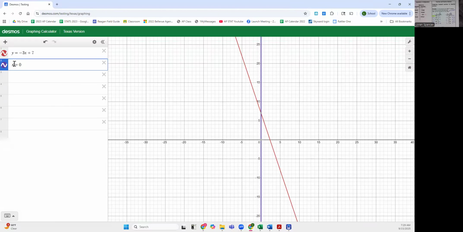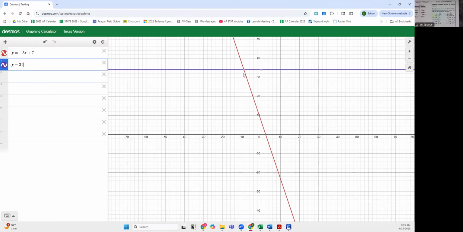So this first time, up here I have X equals 0, but I'm going to change that to Y equals, and the very first one it asked for was 34. And I don't see my answer, so I need to zoom out. There it is. That's where they cross. So where they cross is my answer, and we're looking for the X value, and X equals -9.